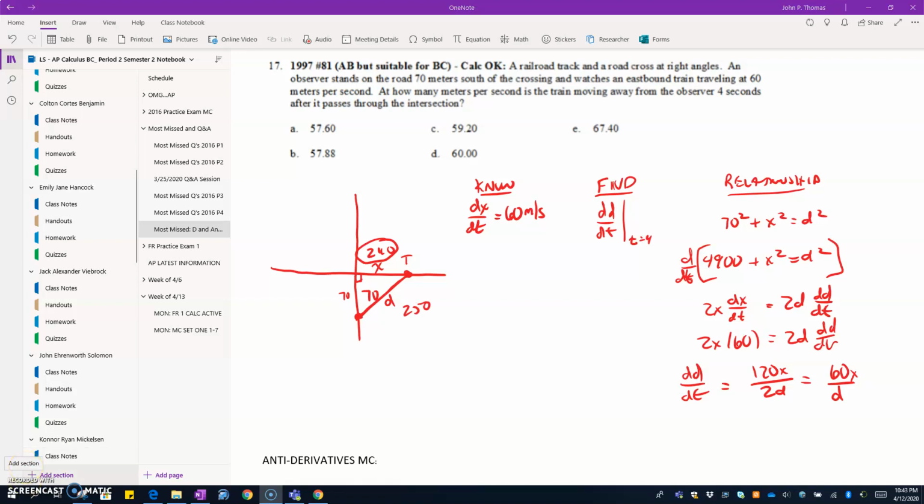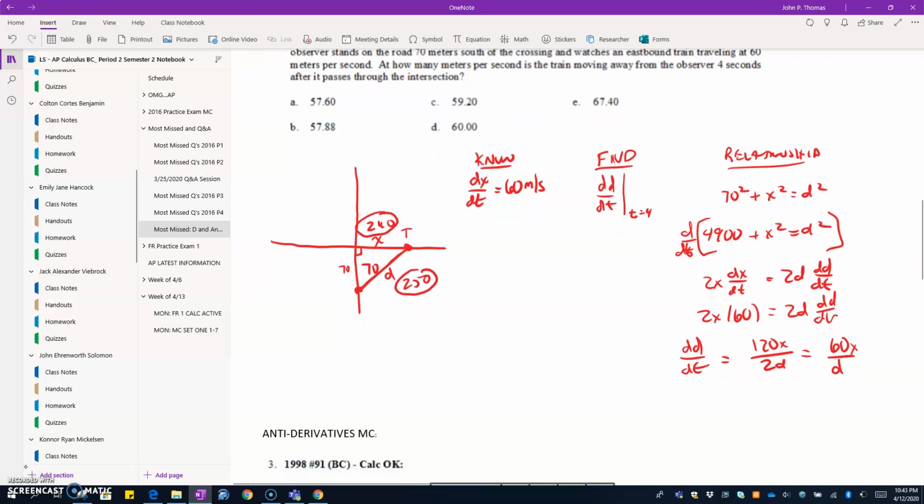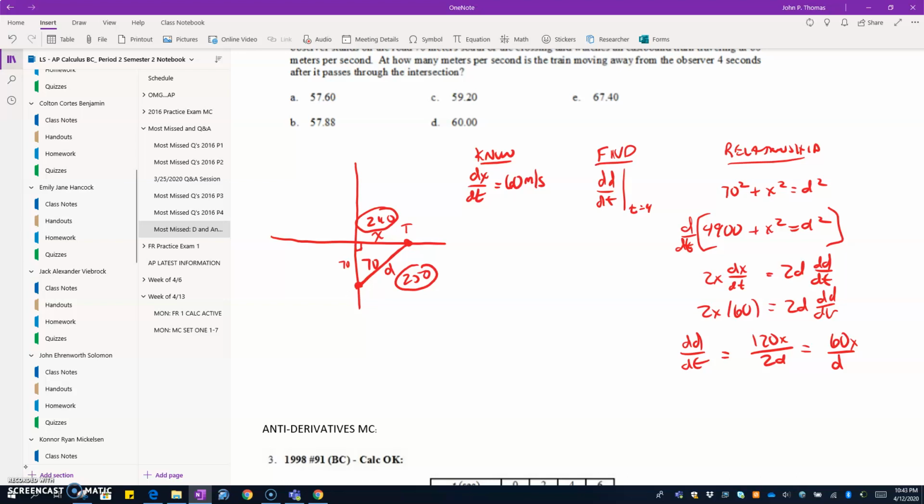With our Pythagorean theorem or special right triangles, we get that this side is 250 at that moment. So again, the two circled numbers we can only put on the graph after we've gotten to one fixed point. We have to find the relationship between the derivatives first. So now I'm going to plug in the information I know. I've got dd/dt, specifically at t equals 4 seconds, is going to equal 60 times our x value, which is 240, divided by our d, which is 250.